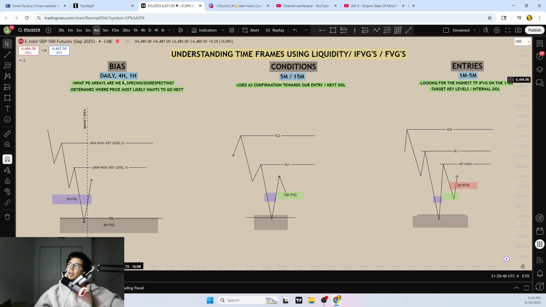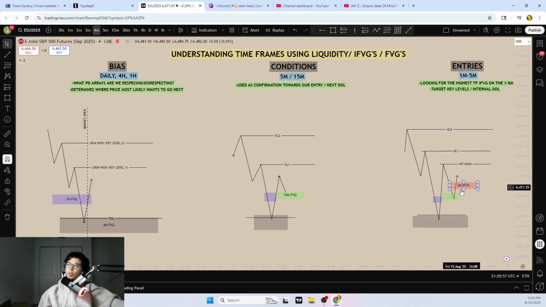So again, our bias is going to be our daily, our 4 hour, and our 1 hour. Our condition time frames are going to be our 5 minute and 15 minute. And our entry time frames are going to be the 1 minute through the 5 minute, right? Whatever is the highest time frame inversion, essentially through this retracement leg right here.